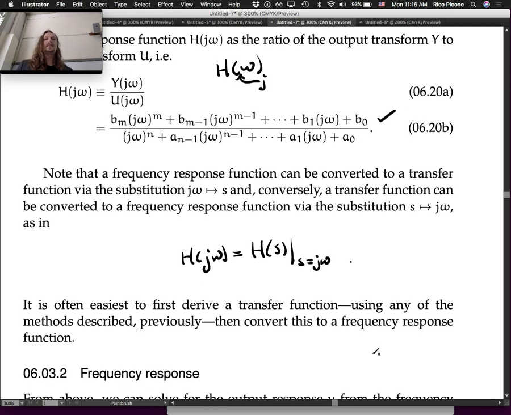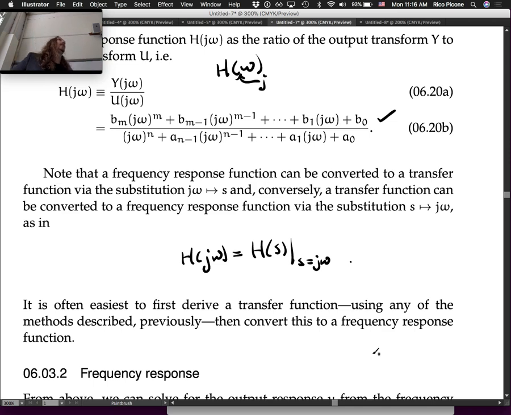It's often easiest to first derive a transfer function using any of the methods described previously, then convert this to a frequency response function. So we typically don't go through this Fourier transform definition to get to it. Usually we'll find the transfer function, and then we'll just stick s equals j omega in the transfer function.